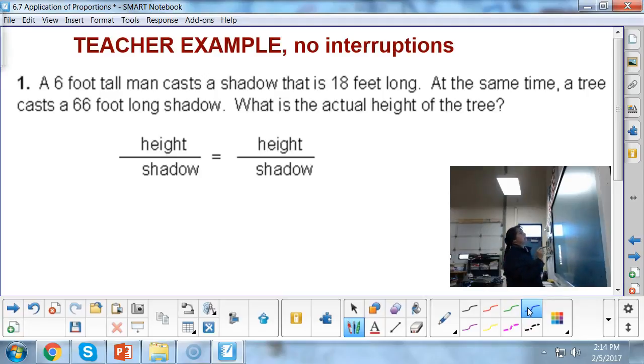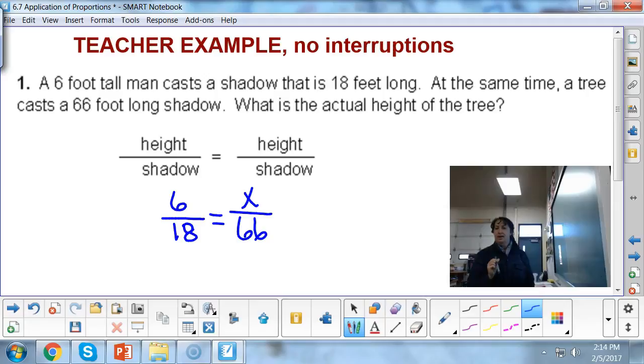So I'm going to put the man on the left-hand side. So I've got 6. He's 6 feet and his shadow is 18. And that is going to be proportional to the tree. We don't know the tree's actual height, so I'm going to put an X right there. But the shadow is 66, okay? Hang on one second, I'm going to pause this while I grab my calculator. Okay, sorry about that guys, I wanted to grab my calculator.